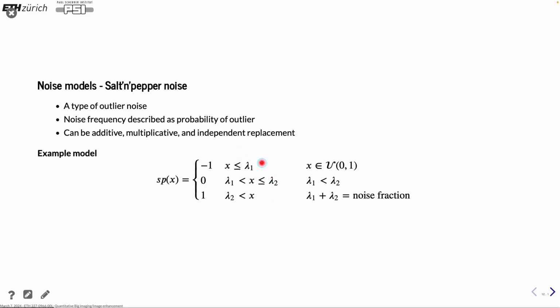So if you are below some threshold lambda 1, it will be a -1. If it's in this interval, you have a 0, so no outlier. And then the last threshold is when it's above the threshold. It can be driven by any noise distribution, but in this case, I just take a uniform distribution. So all observations are equally probable. And the noise fraction is lambda 1 plus lambda 2.